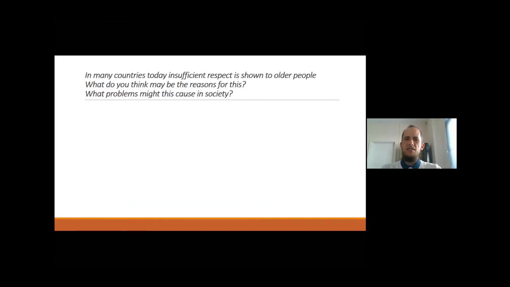So here we go. I think this essay is slightly different. It's a cause and effect. So in many countries today, insufficient respect is shown to older people. So what are the reasons for this, and what problems might this cause in society? So very similar to the other question, except we're not looking for any solutions. We've got an effect here.